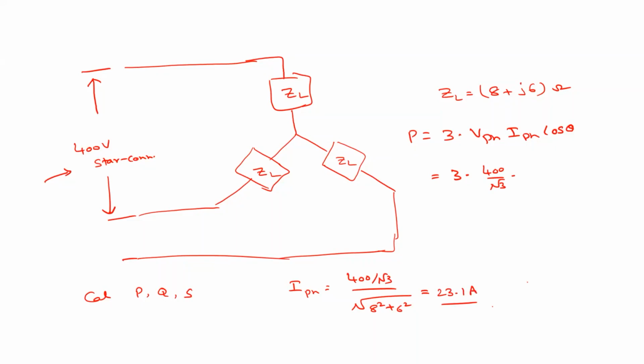Yes, sir. Okay. So directly we can write V phase square upon Z into cos theta, V line square upon Z into cos theta, power. So we can directly do that. Substitution of I phase, the calculation will be simpler. If we substitute 400 upon root 3 directly in I phase, calculation will be simpler, sir.